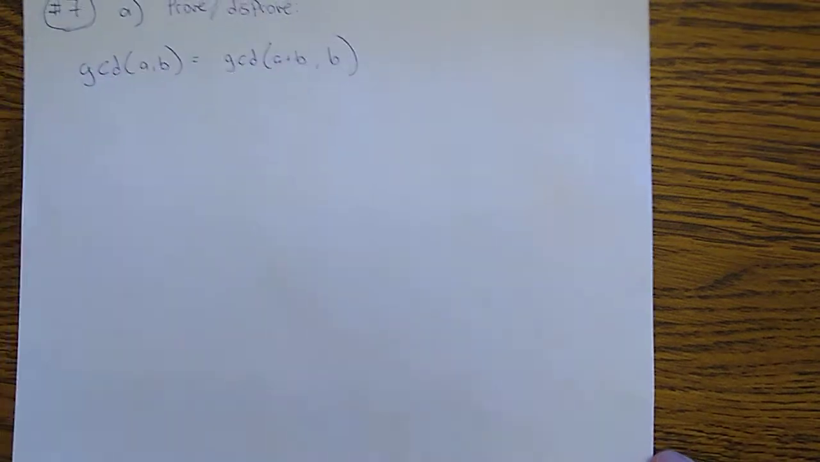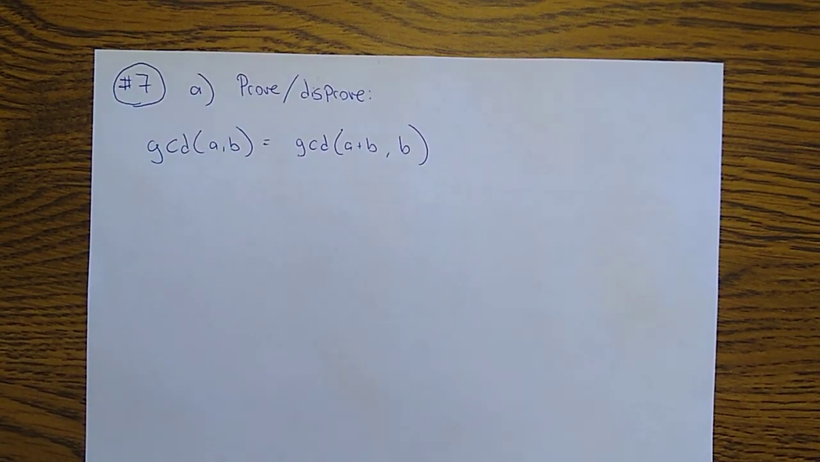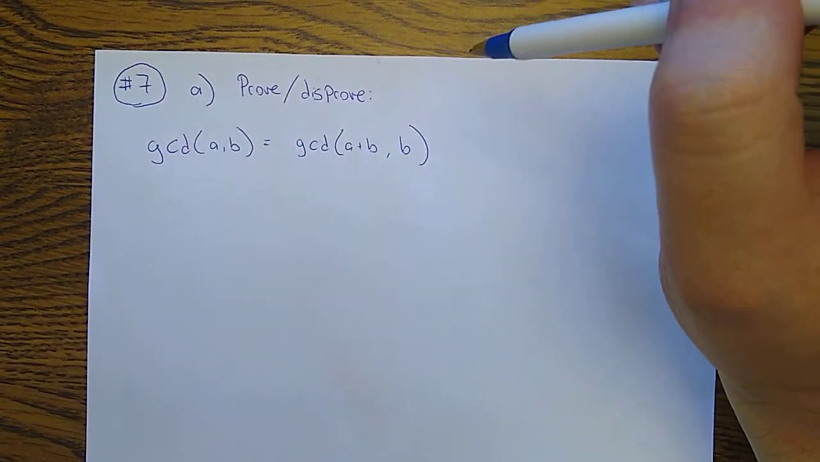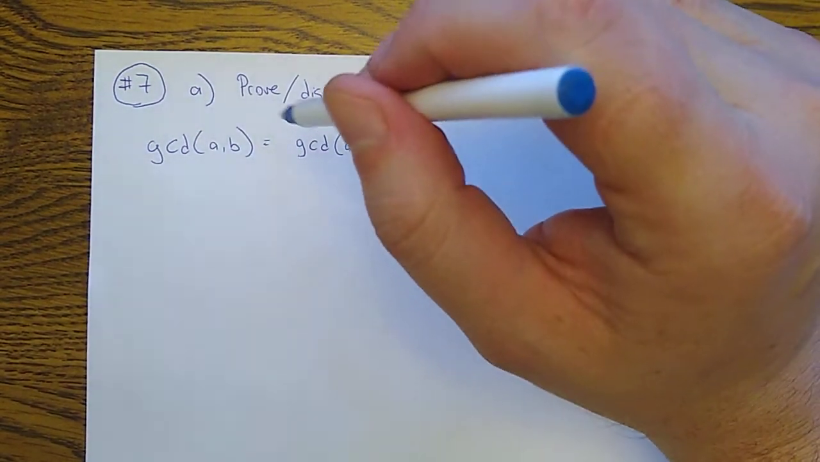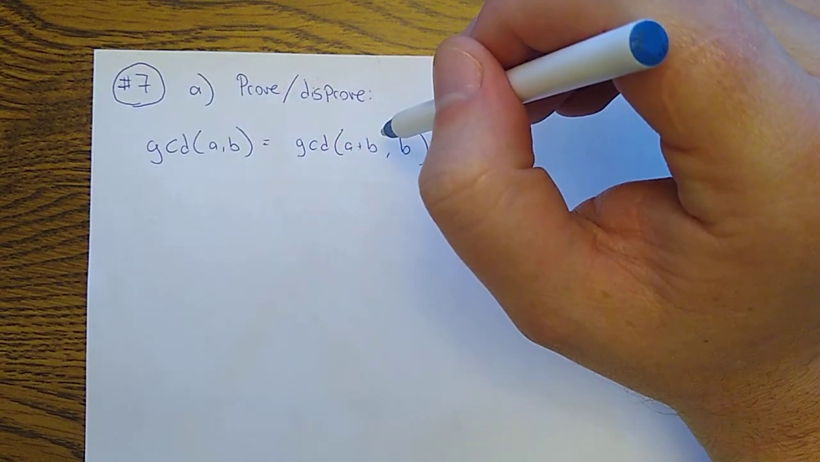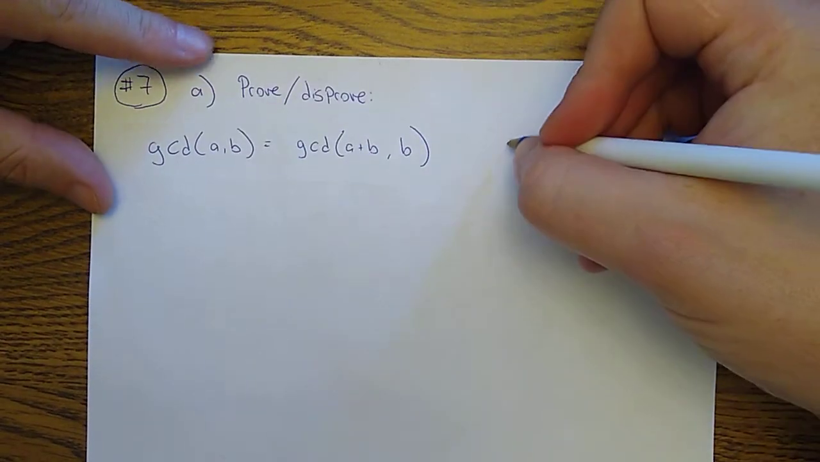Let's see, this video is only 6.5 minutes, so I can keep going. So I was also asked about number 7, which is some prove or disprove statements about GCDs. So the first one is this, which I believe was part of your homework, I think. But in any case, this one is true.